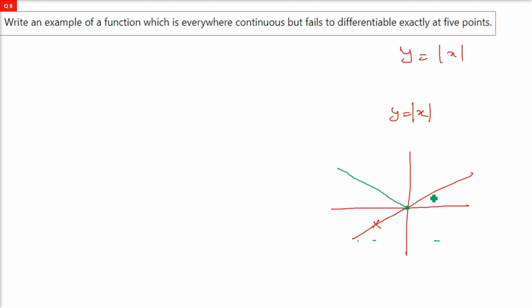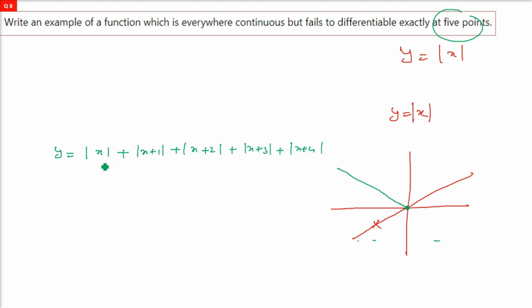So it is continuous. You don't have to take y equals mod x alone, for 5 points: mod x is there, so you just add 1, mod x plus 1. You can add mod x plus 2, mod x plus 3 and mod x plus 4, just to make these 5 points. So this is the best function which we can come up with.